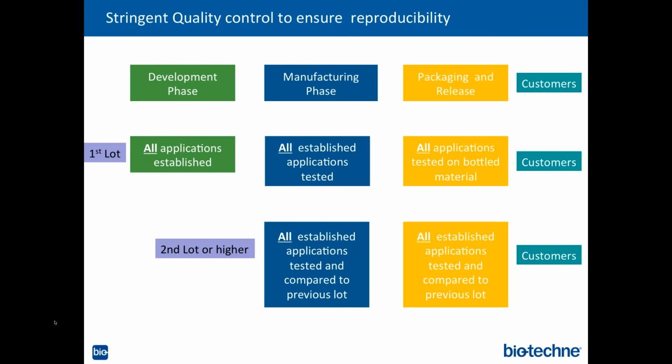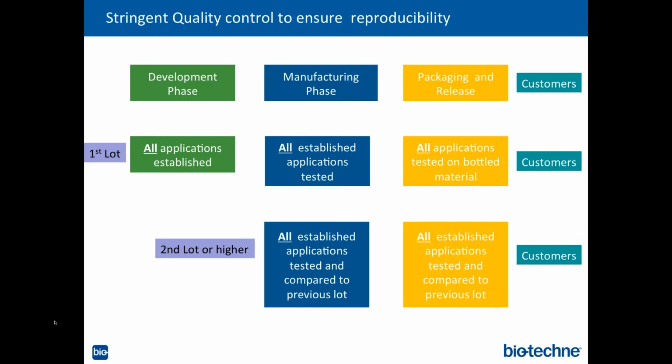So once we've identified clones, it's not just good enough that you do it once, so I just wanted to go over very briefly how we make sure that every single time you receive a product from us, it maintains that same high standard of validation quality and performance. So we've built this in, again, during the development phase, all applications are first established. We're then going into a manufacturing phase where all applications are tested one more time to make sure it's absolutely reproducible. There is no shift between the development lot and the manufacturing lot.